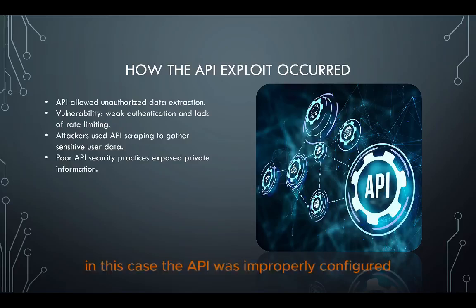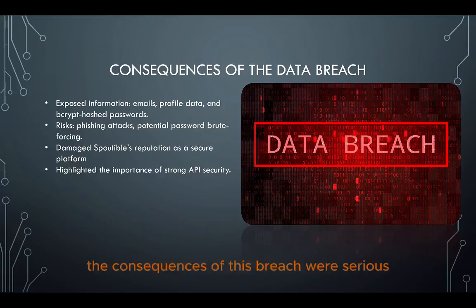In this case, the API was improperly configured and didn't have enough rate limiting or strong user authentication, allowing attackers to continuously send requests to gather sensitive data without being blocked or throttled. APIs are a common target for attackers because, if not secured, they can offer a direct line to sensitive information stored within a system. The consequences of this breach were serious for both Spoutible and its users.